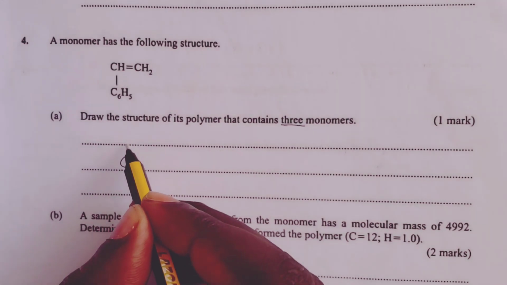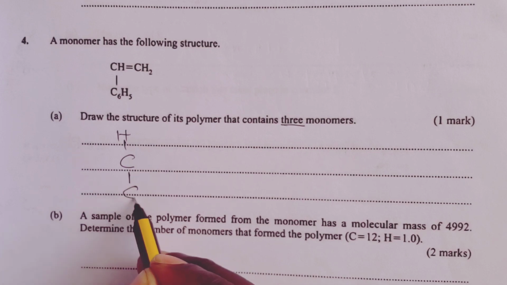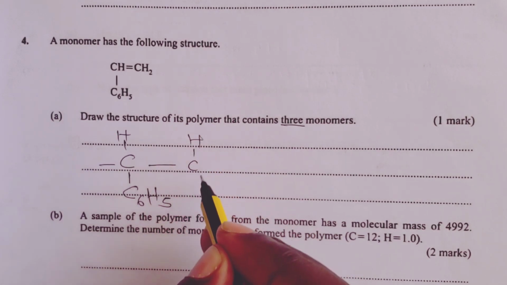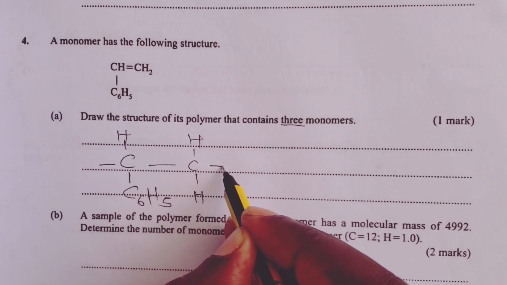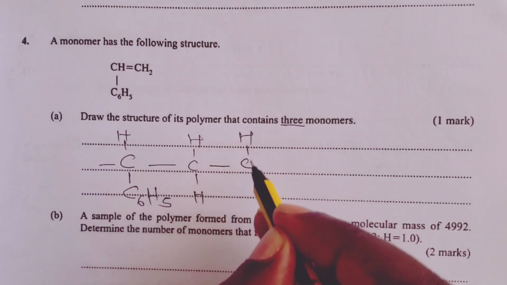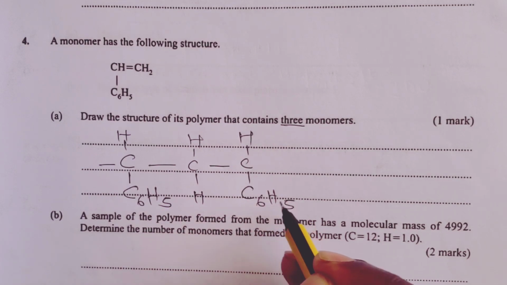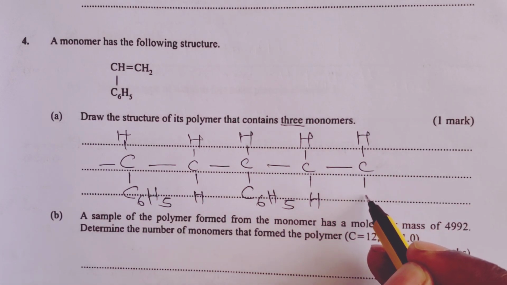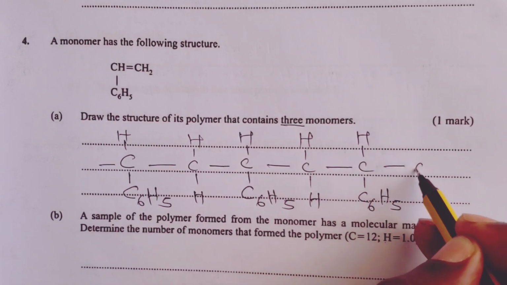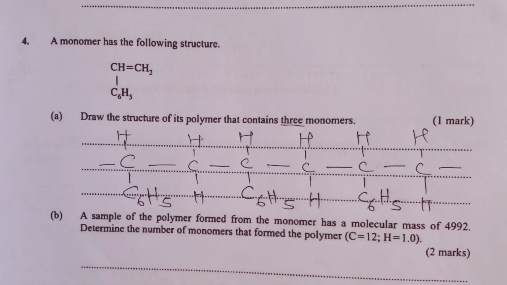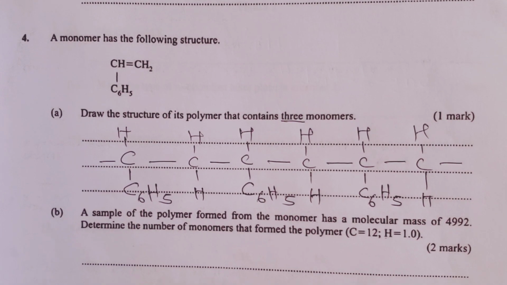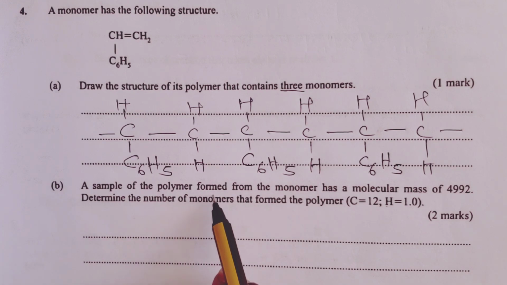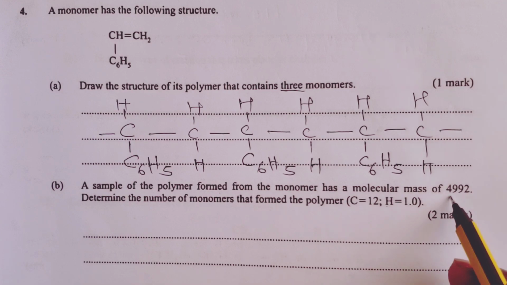This was quite easy. A candidate was supposed to simply draw the monomer to have 3 repeat units. So here we are, the first monomer or the first repeat unit, we are supposed to do it 3 times to get that 1 mark. Quite easy, the second repeat unit, and lastly we have the third repeat unit. This now is our polymer with 3 repeat units.